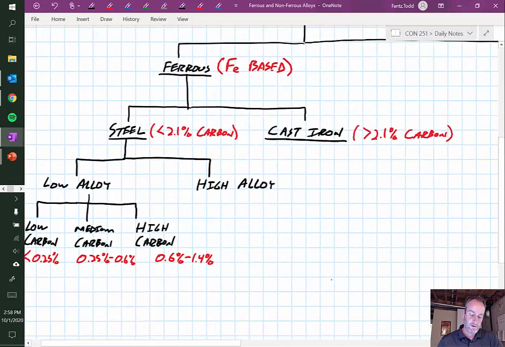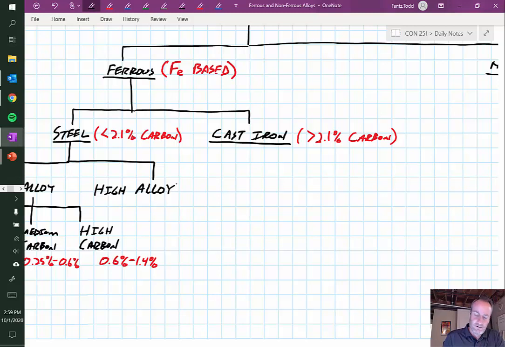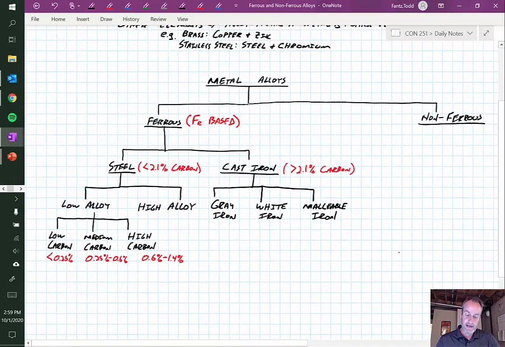Let's move on over to the cast iron side of things. With cast iron, there are multiple categories as well. We're going to look at three categories of cast iron: gray cast iron, white cast iron, and malleable cast iron.